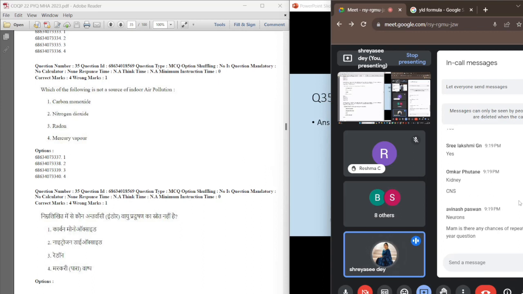Any chances of repeating the previous year question? No, but you will get to know how they form the questions and what kind of perspective they have about the questions. That is why we are solving. It will help you understand how to think.